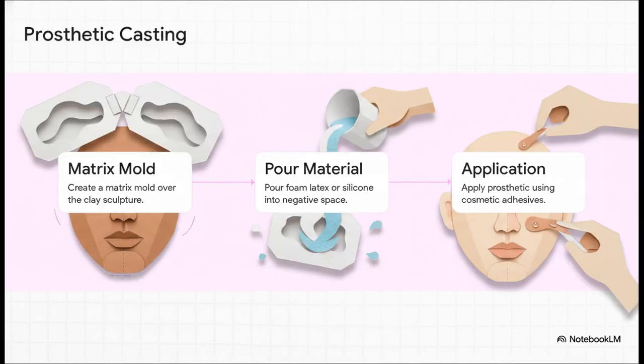So, how does a heavy clay sculpture become a wearable makeup piece? Well, the clay sculpt itself isn't what's worn. Instead, the artist creates what's called a matrix mold right over top of that final clay sculpture.